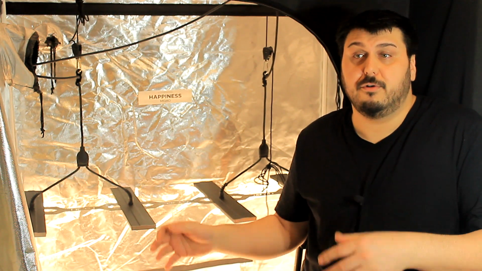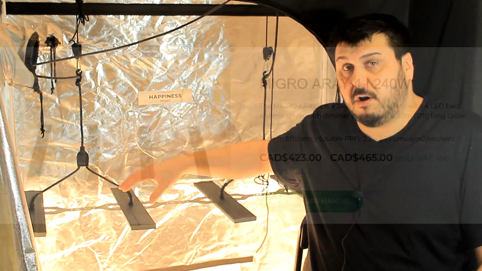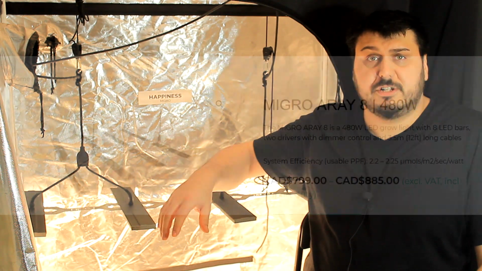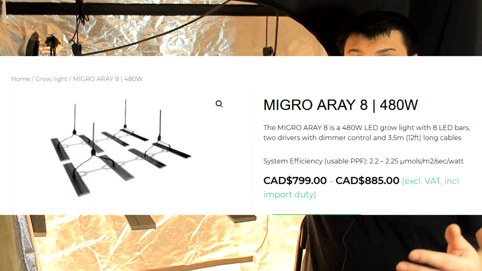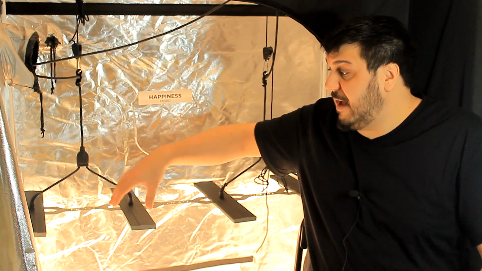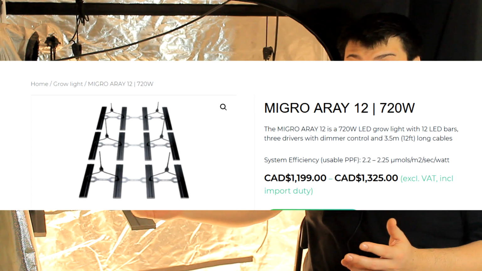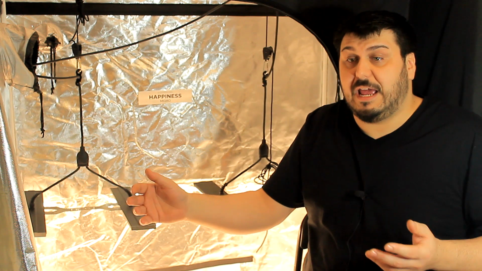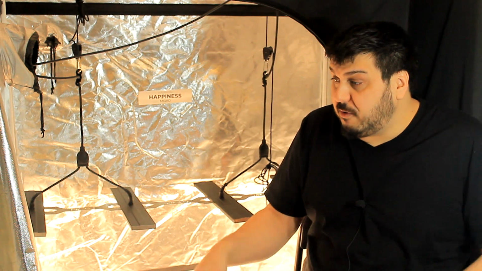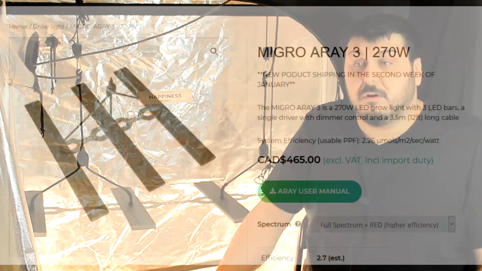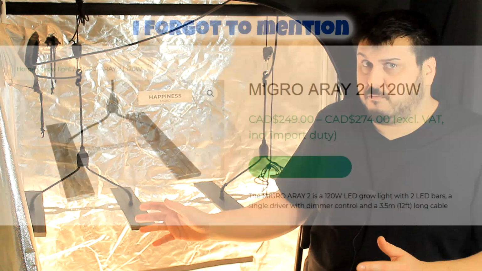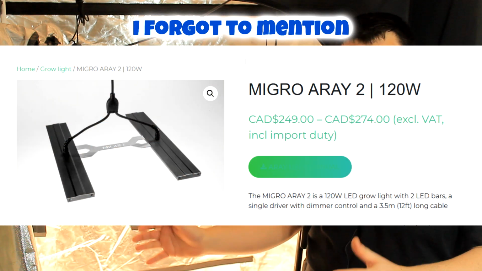So this here is the Migro Array, guys. This is the 240 watt version of this light. They do have a couple more versions as well. You can get the 8 bar version, which is 480 watts. That's more suited for a 4x4, where this one is more suited for a 4x2 flowering. It also has a 720 watt version for a 5x5 tent, which would be a 12 bar setup. Now, they also have a new one that they're just launching. It is a 3-bar, 3x3 coverage setup using 270 watts. So they've got some really cool stuff coming and really cool products that they already have out.